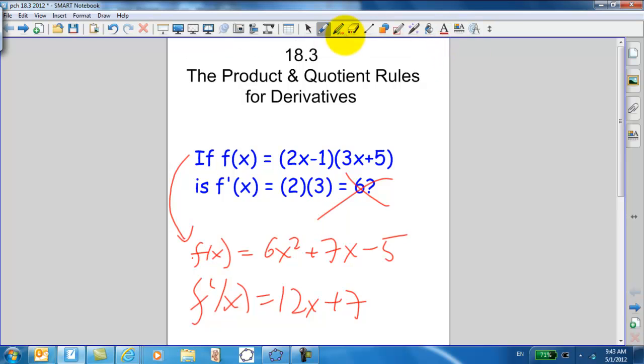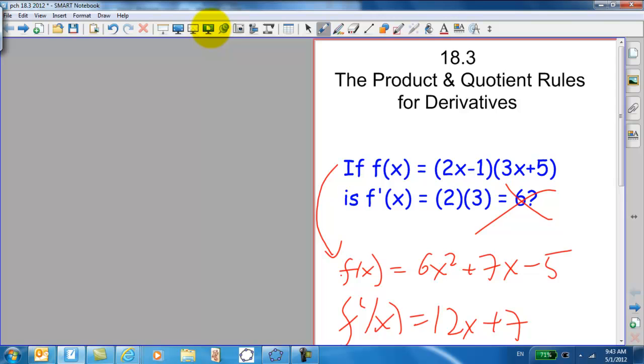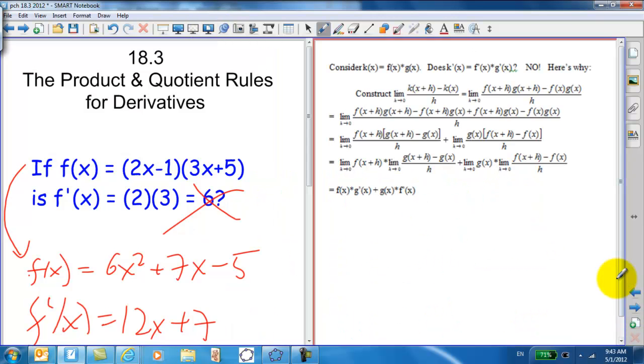Instead, we have something called the product rule. So, does (fg)' of x equal f prime of x times g prime of x? No. Can't do that. So here's the full expansion proof.